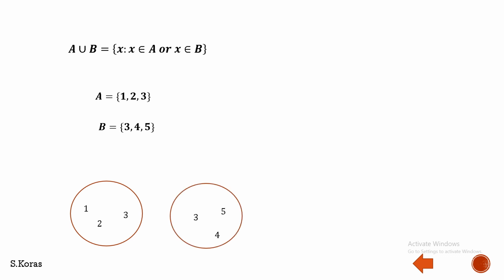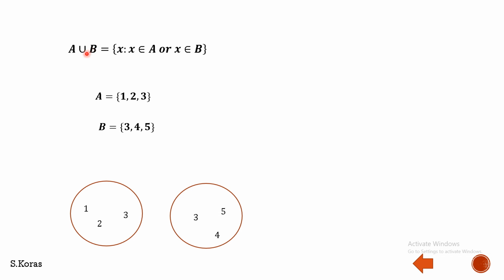Let us consider a set capital A is equal to 1, 2, 3. So if we represent it as a Venn diagram, it will be like this. And let us consider another set, that is capital B, that is 3, 4, 5. And if we represent this as a Venn diagram, it will be like this. Right. Now, what do you mean by A union B? That is uniting A and B or joining A and B.